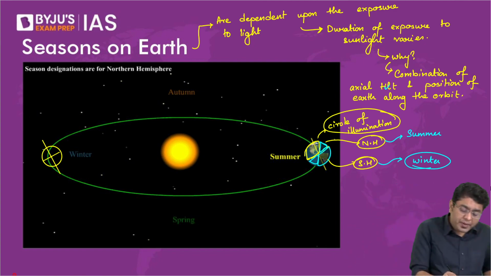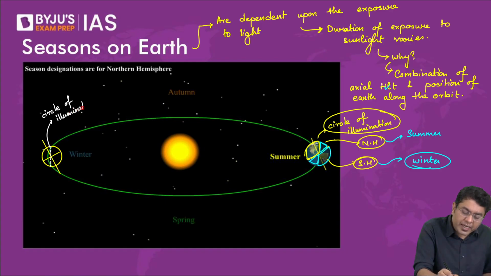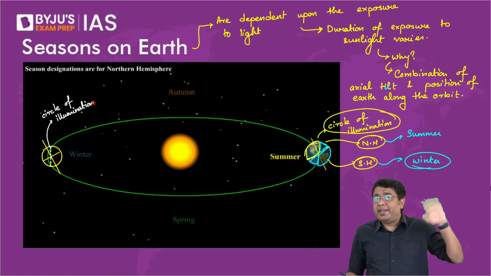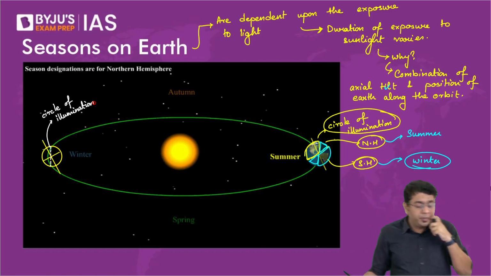Why? If let's say I were to draw the circle of illumination here, how would the circle of illumination look like? Somewhere like this. Let's suppose I mark it as circle of illumination. Circle of illumination, again to repeat, is what? The imaginary line which separates daytime and nighttime, that is circle of illumination.